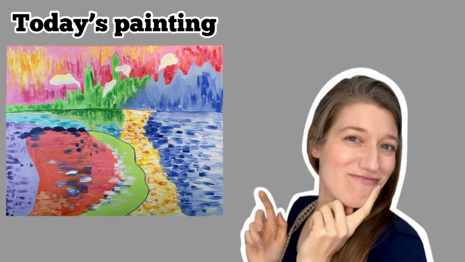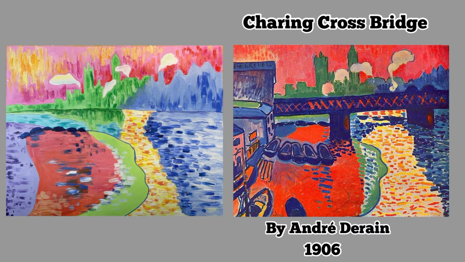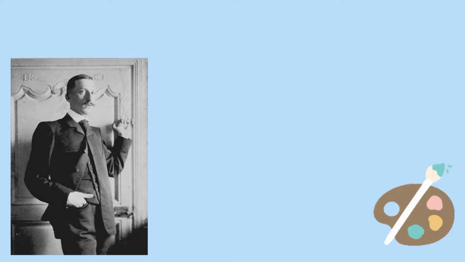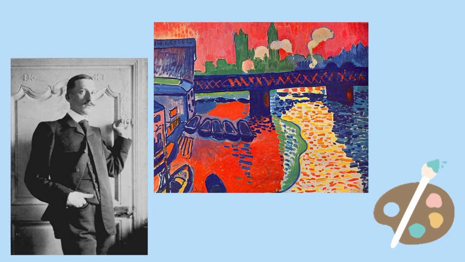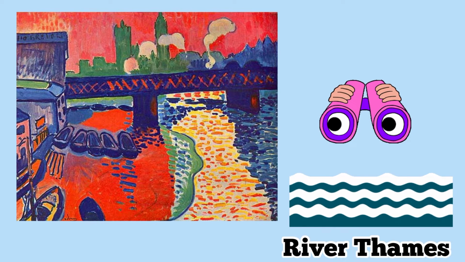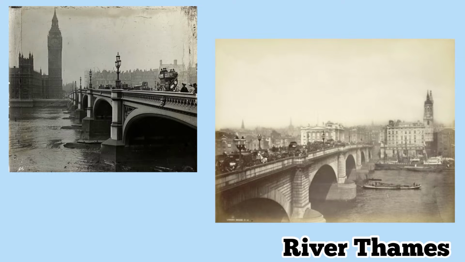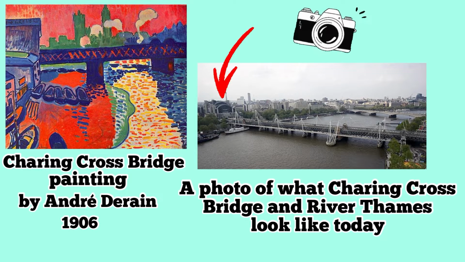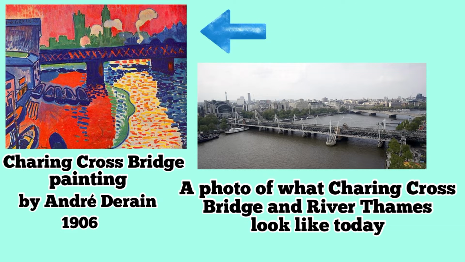I'm going to base today's painting on a painting called Charing Cross Bridge, which was painted by André Derain in 1906. Derain created this painting while he was staying in London, England. It depicts a view of the River Thames, which is a river in London. I think it's really cool to compare this painting with an actual photo of Charing Cross Bridge and the River Thames. Derain's painting is definitely way more abstract and colorful.